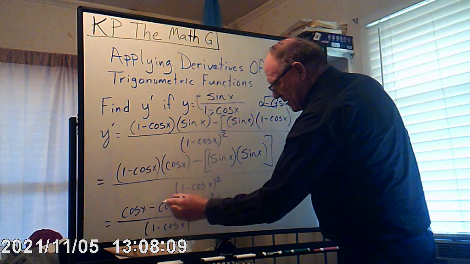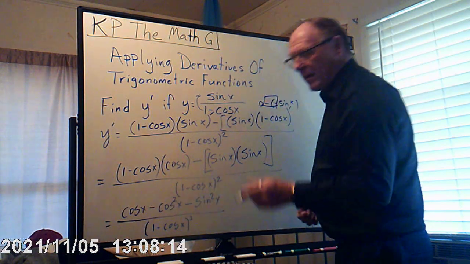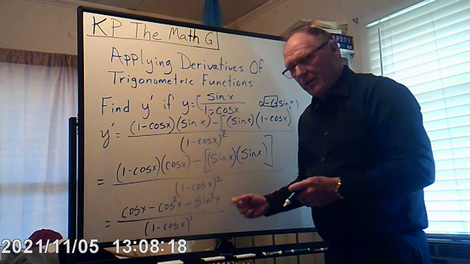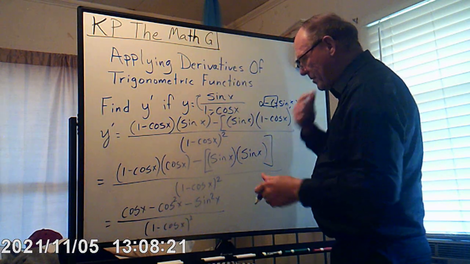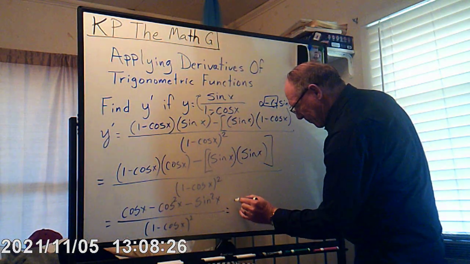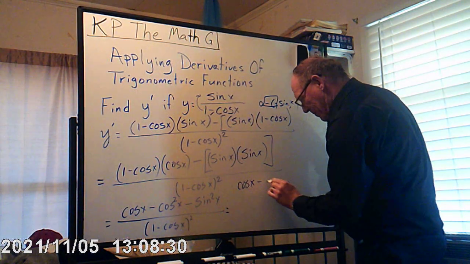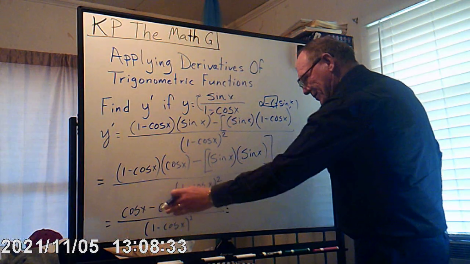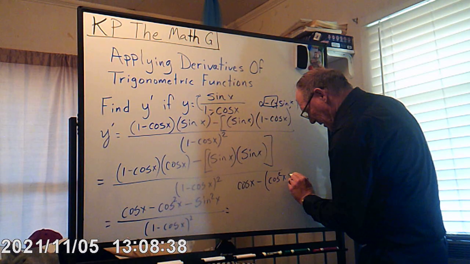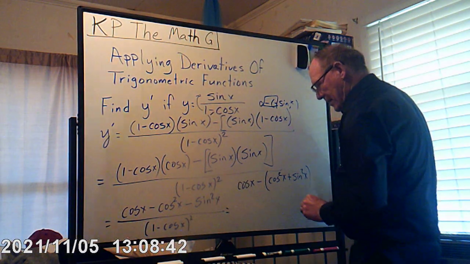Now, maybe if I could factor out the minus sign here, I would have cosine squared plus sine squared, and that is something. So we can probably do some of that. So that's equal to cosine x minus, now if I take out the minus sign, I have cosine squared plus sine squared.